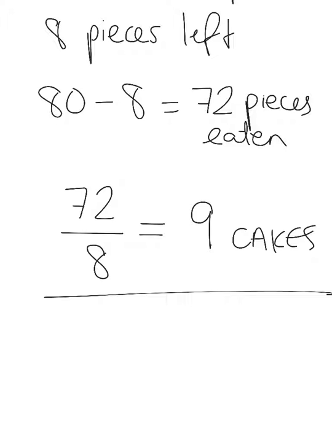Another way of knowing this, though, was if I had 10 cakes altogether and there are 8 pieces per cake and there's 8 pieces left over, I must have 1 whole cake left. So if I had 10 cakes, 1 whole cake left, I must have eaten 9 cakes. Well, everybody's eaten 9 cakes altogether.